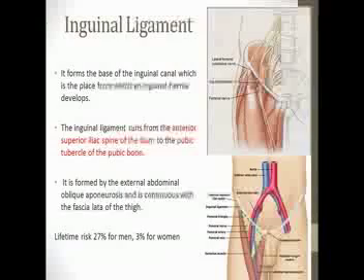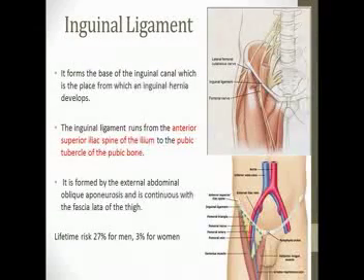The inguinal ligament. This is an area where abdominal muscles end. It forms the base of the inguinal canal, which is the place from which an inguinal hernia can develop. The inguinal ligament runs from the anterior superior iliac spine of the ilium to the pubic tubercle of the pubic bone. It is formed by the external abdominal oblique aponeurosis and is continuous with the fascia lata of the thigh. You have about a 27% lifetime risk of developing an inguinal hernia for men and 3% for women.